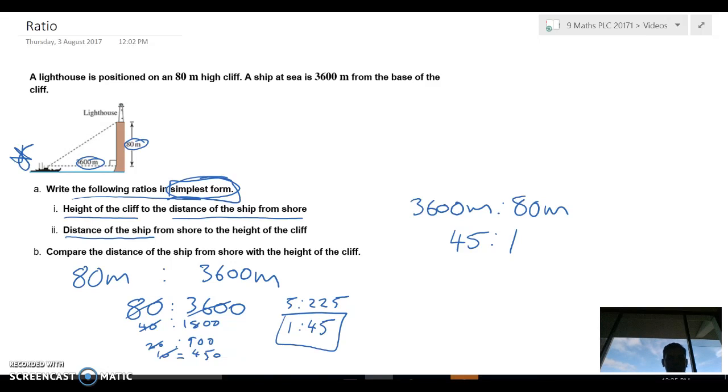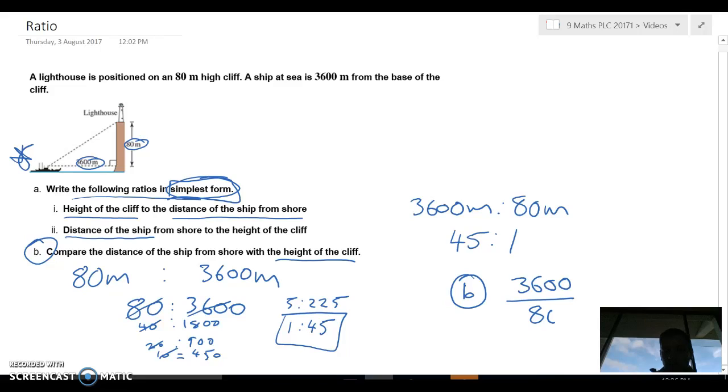Now part B of this particular question asks us to compare the distance of the ship from the shore. So question B. It's 3,600. And we're comparing that to the height of the cliff, so over 80. Now if you pop that into the calculator, you're going to come up with the answer of 45. One of the things that we have to do here is when we make a comparison, we need to understand these two numbers. So what we actually do is we leave it as a fraction. So it's 45 over 1.